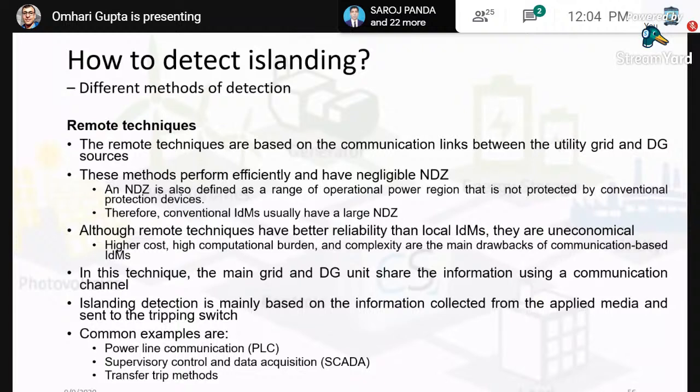In this technique, the main grid and DG units share the information using a communication channel, and based upon that, there can be several further classifications. Islanding detection is mainly based on the information collected from the applied media and sent to the tripping switch. Common examples are power line communication, SCADA system, and then transfer trip method.